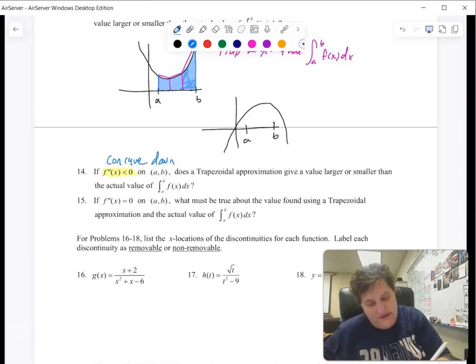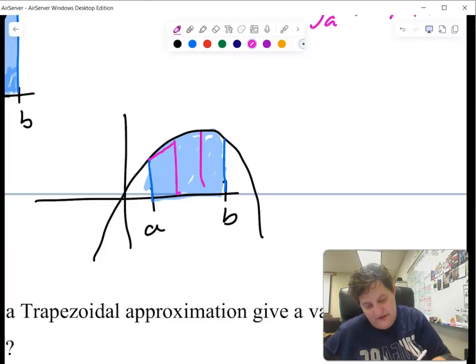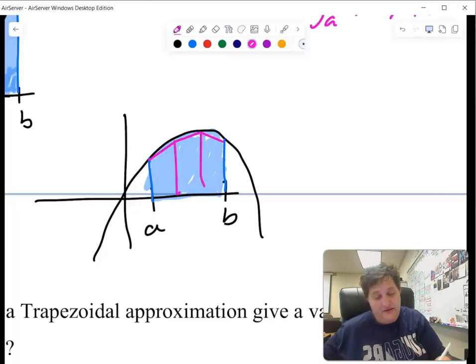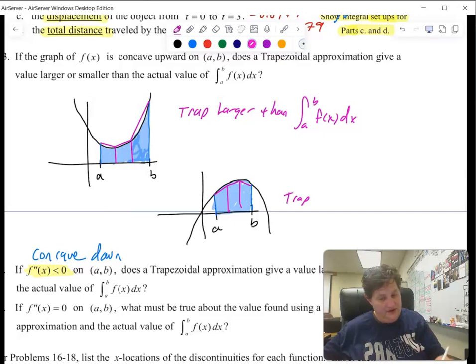Again, let's take a look. A to B is going to be, I'm going to shade this in real quick. It's going to be this area from here to here. This is concave down. Now, let's do a couple of trapezoids here. Now I have to super zoom in, but do you see that if it's concave down, the trapezoids are always going to be beneath the line. So if it's concave down, the trapezoidal approximation is smaller than the integral.